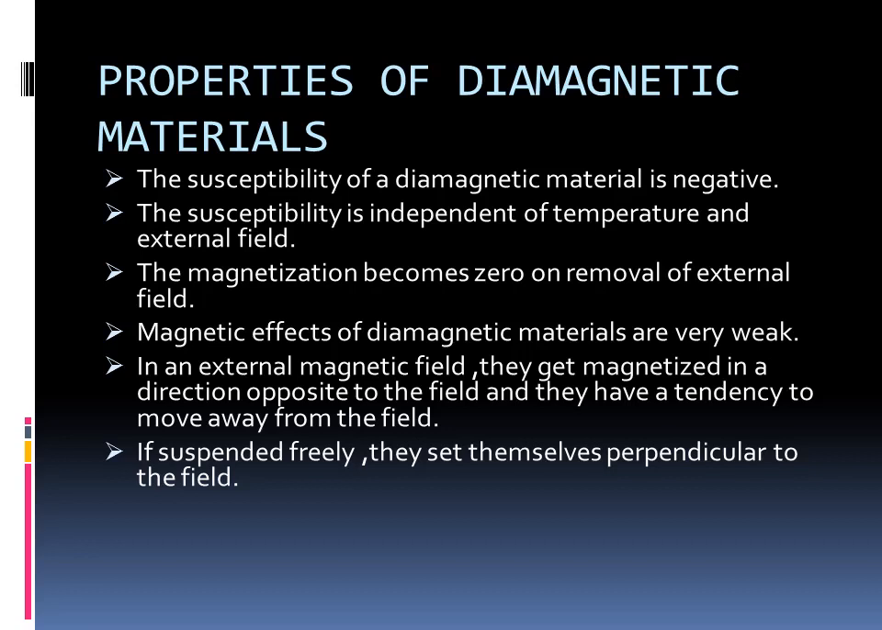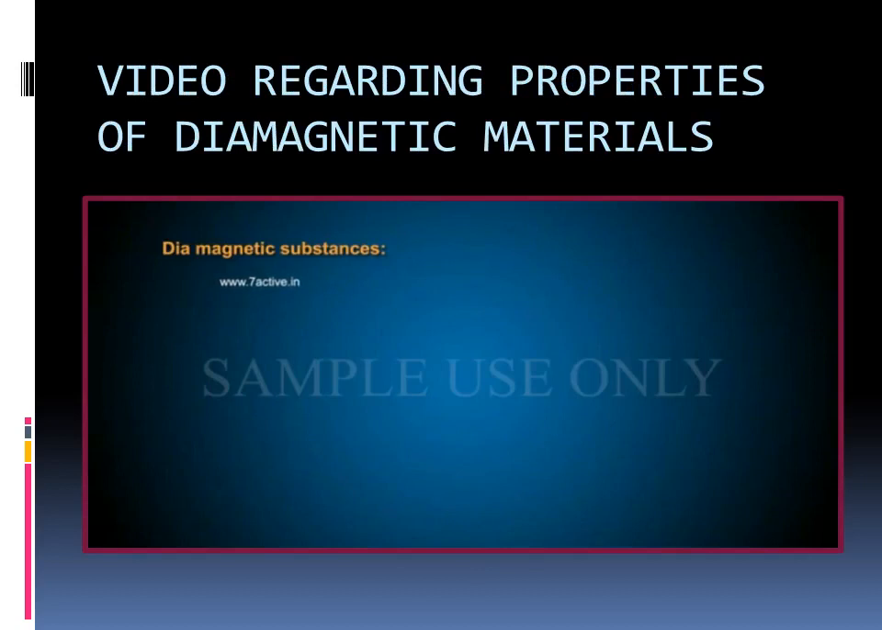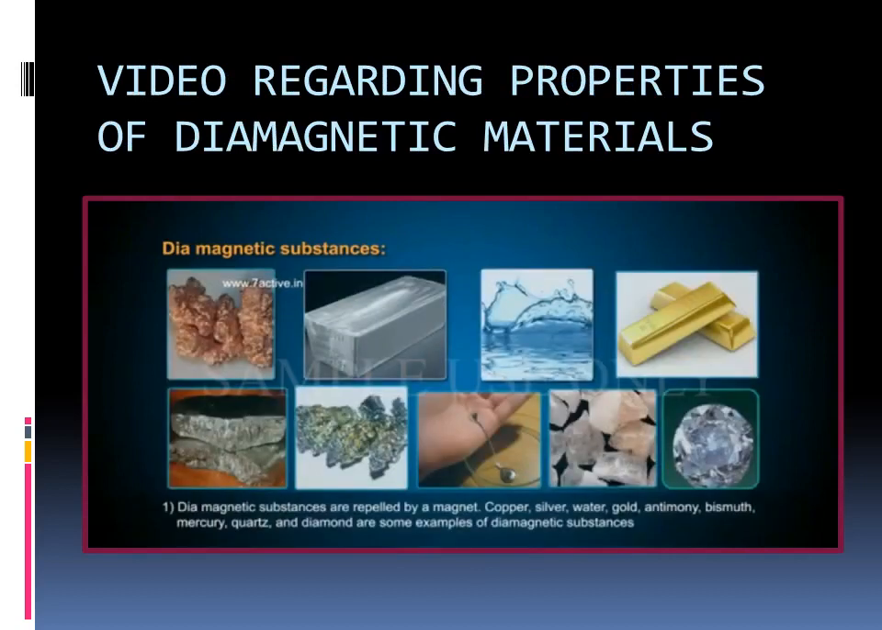In an external magnetic field, they get magnetized in a direction opposite to the field and they have a tendency to move away from the field. If suspended freely, they set themselves perpendicular to the field. Now, here's a video regarding different properties of diamagnetic materials. So let's watch this video.